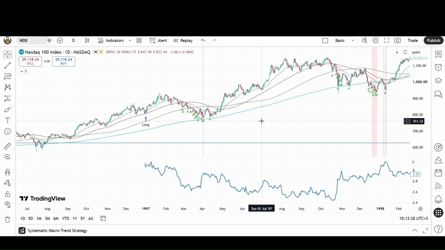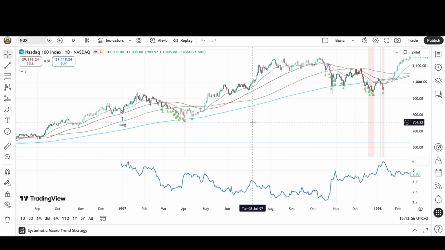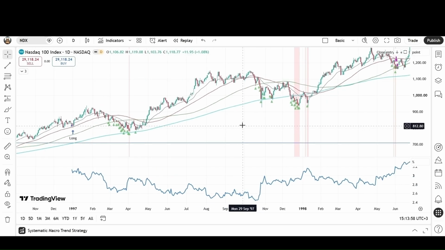Now, this is a chart of Nasdaq 100, and this bottom chart right here is what I use to track the high yield bond credit spreads. And it's basically when the spreads go up, the market risk increases and vice versa. This data goes back to 1997, so there's quite a lot of data available. And that's where we start our backtest.